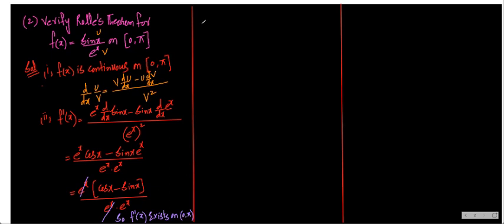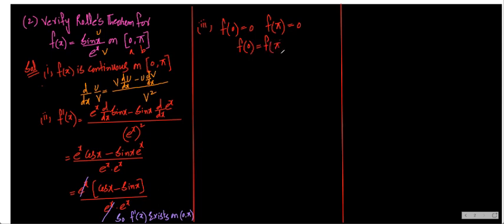Condition number 3. F of A is 0 here, B is pi here. F of A we have to check. F of 0 is equal to sin 0, which is 0. So the answer will be 0. F of B, F of pi, is equal to sin pi, which is also 0. You can check on a calculator also. So condition number 3 is also satisfied. F of A is equal to F of B.